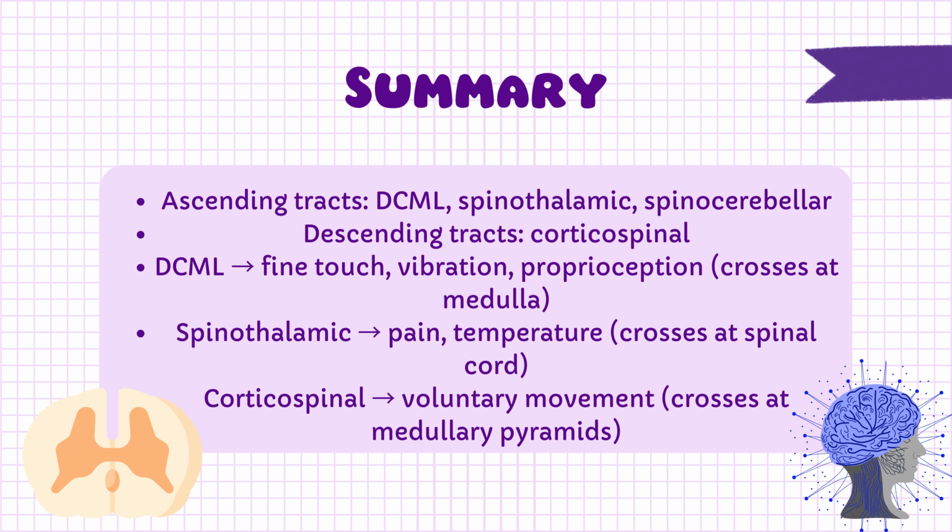Let's review the key spinal cord tracts. Ascending tracts carry sensory information up to the brain. The main ones are DCML, for fine touch, vibration, and proprioception. It crosses at the level of the medulla. Spinothalamic tract, for pain and temperature. It crosses at the level of the spinal cord. Now for the descending pathway.